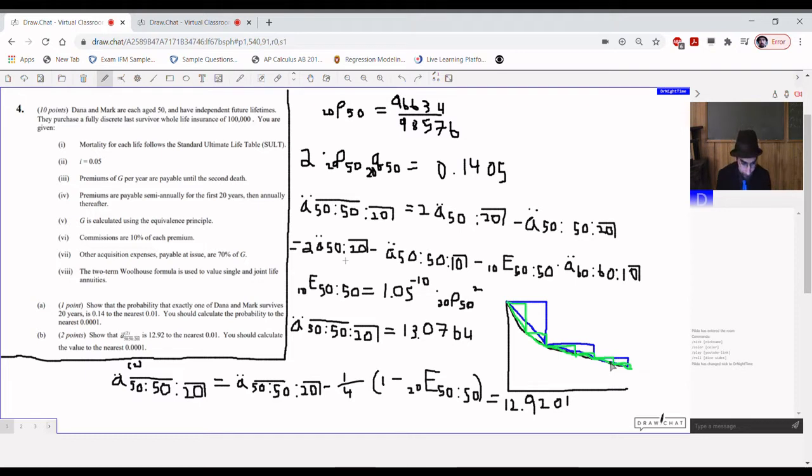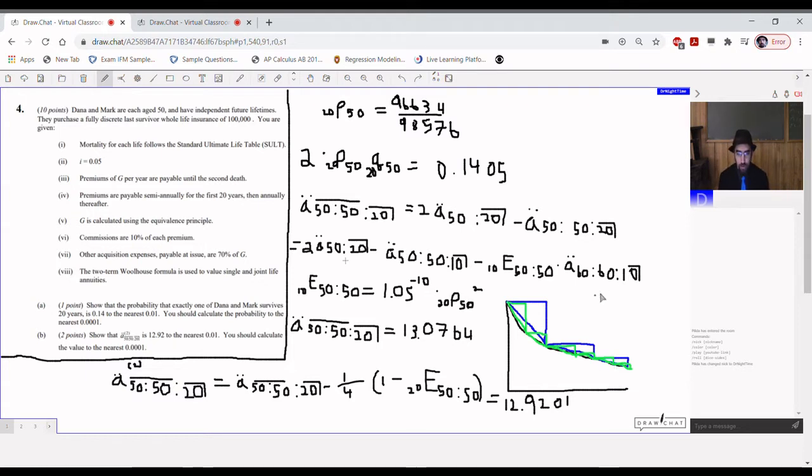annual. All right. So, part A, show that the probability that exactly one of Dana and Mark survives 20 years is 0.14 to the nearest 0.01. You should calculate the probability to the nearest 0.0001.